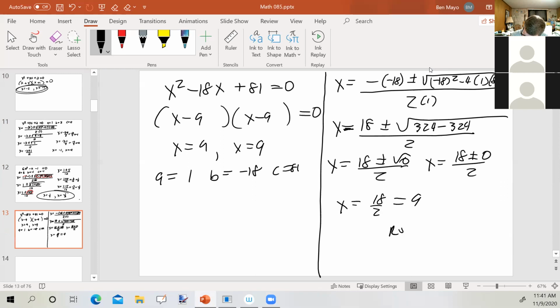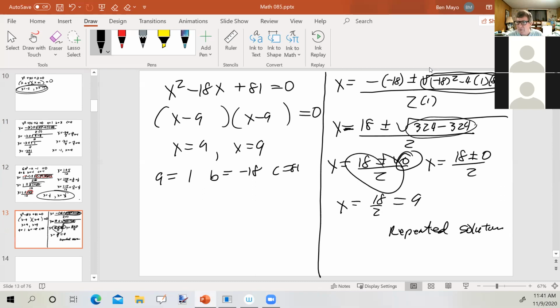And that is a repeated solution. So notice this quantity inside of the radical. In other words, the radicand, the b squared minus 4ac turned into 0, which gave us just one solution. Or we say two solutions, one of them that's repeated. Okay?